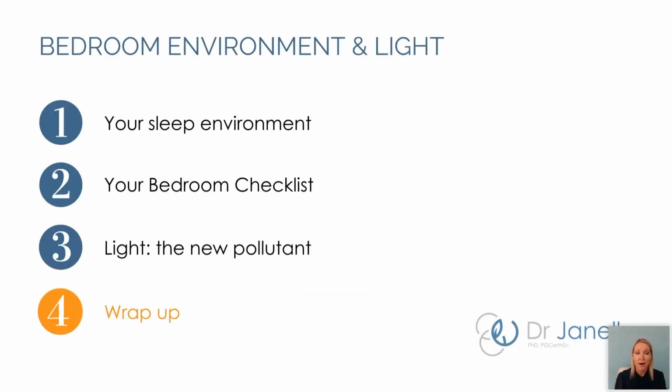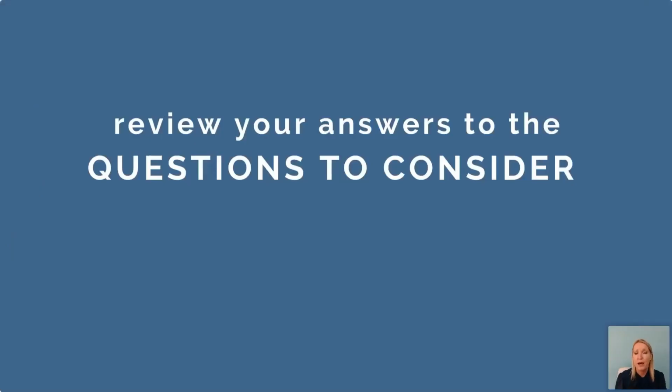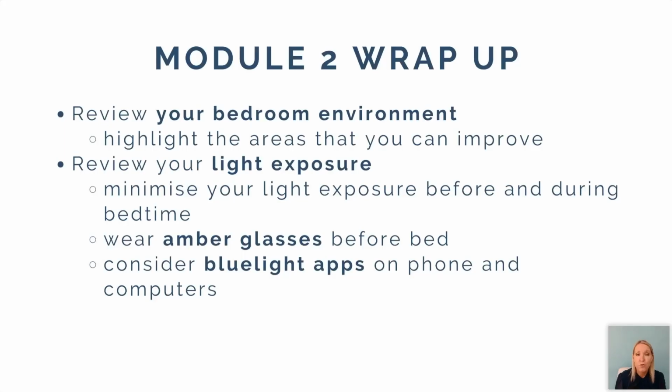So now we're just going to wrap up module number 2, and make sure that you review your answers to the questions to consider that we've discussed as we've gone through this module. It's going to highlight to you the areas that you can work on, okay, and that is going to improve your sleep. So review your bedroom environment and highlight the areas that you can improve. As I said, there's checklists in our workbook that are really helpful, that will help you identify what things you could change. Review your light exposure, okay?